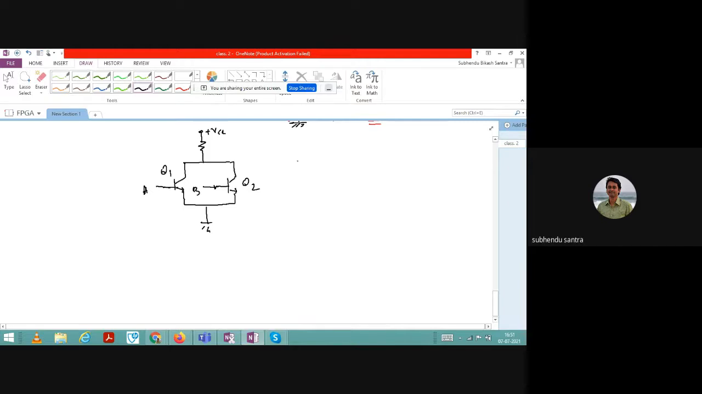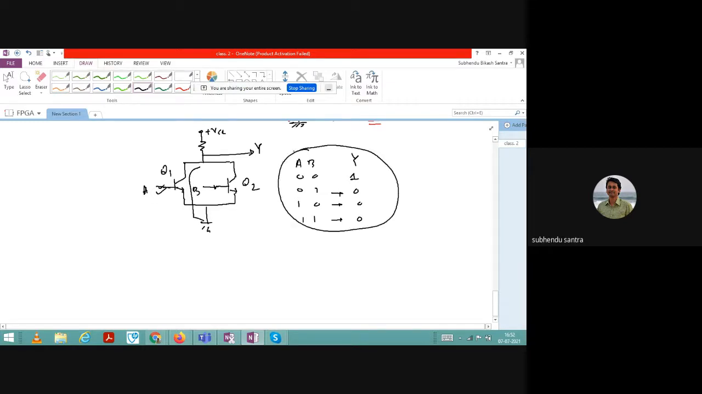Now let us say I am giving A, B as 0, 0, 0, 1, 1, 0, 1, 1, and I want to see what the output is. Let us say 0, 0. If it is 0 and also 0, that means all are off. Off means what will the output be? This is the output pin, Y. No current means Y output will be 1. And if anyone is high, then the voltage we get is 0. That thing you can generate.